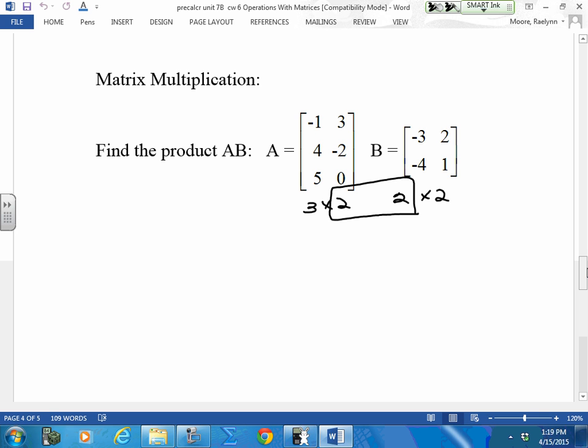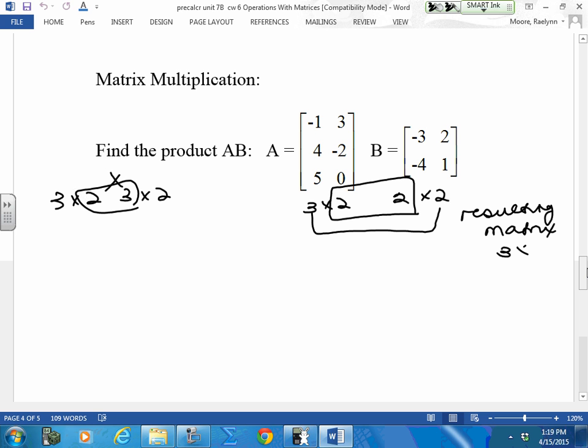In other words, if I did a 3 by 2 times a 3 by 2, these would not be the same. Even though they're the same exact elements in there, the same number, it doesn't multiply. So the middle two have to be the same. The resulting matrix is a 3 by 2. That's what's left on the outside. You got your inner ones the same, outside resulting matrix. If it was like 3 by 2 times 2 by 4, the result would be a 3 by 4.